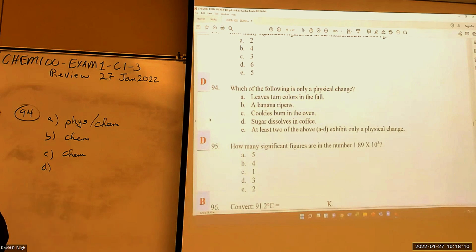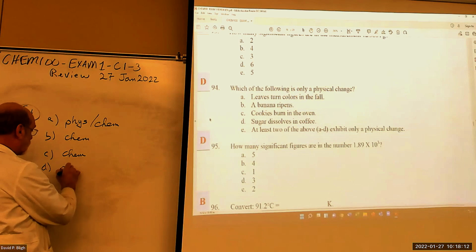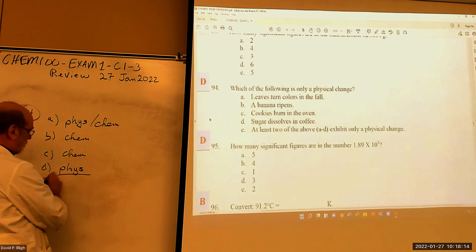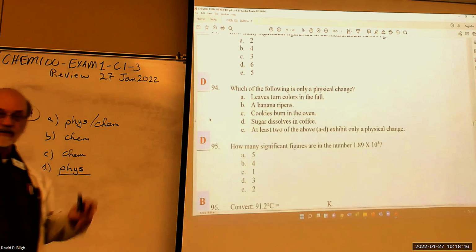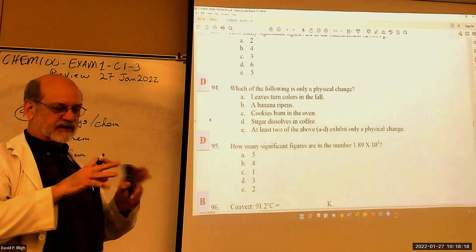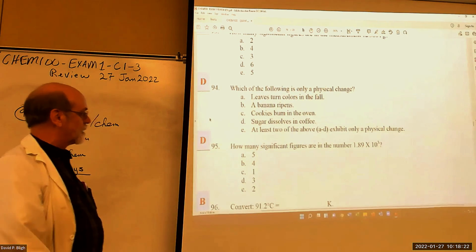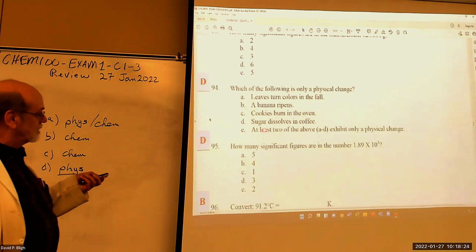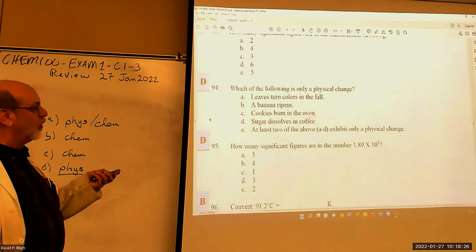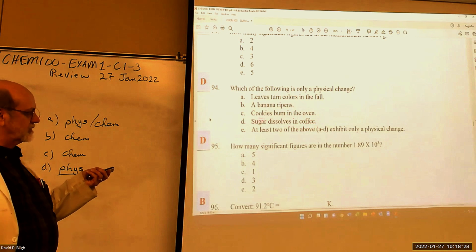Cookies burn in the oven. Sugar dissolves in coffee. That's physical only. You're just taking the sugar, busting it apart, and hydrating it in the coffee. So D is the only one that's physical change only. It's not a combination.